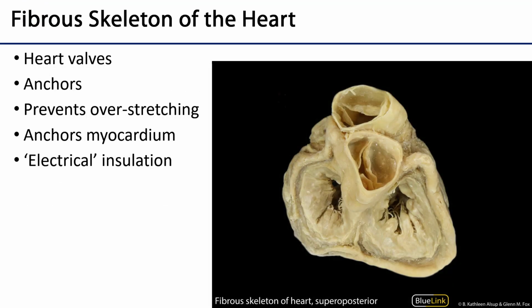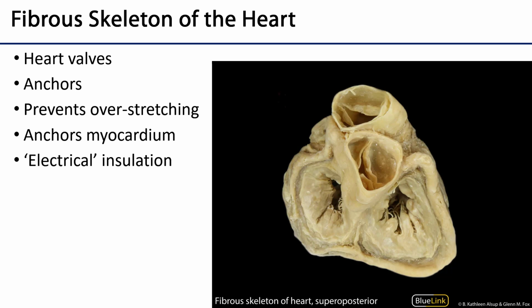So the fibroskeleton of the heart consists of the heart valves and all the interleaving connective tissues between the atria superiorly and the ventricles inferiorly. This fibrous skeleton serves as an anchor point, not just for the valves themselves, but for the myocardia of the atrial and ventricular walls, such that the heart can function as one distinct unit.